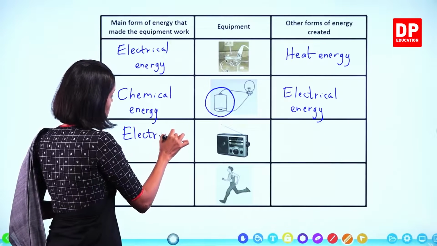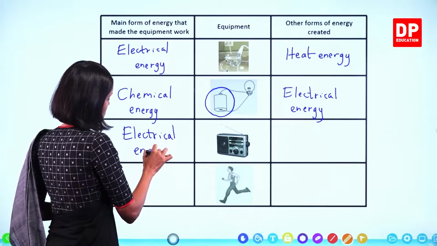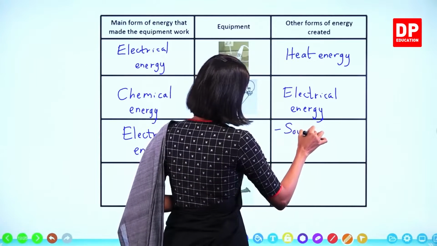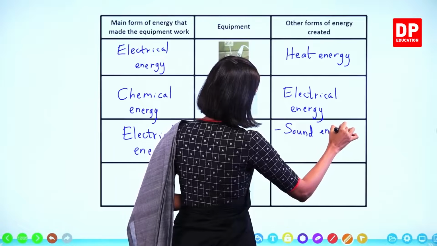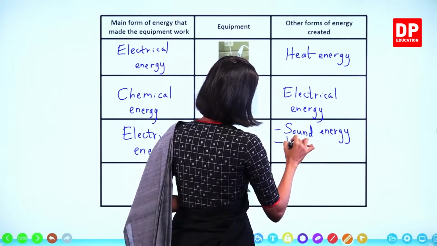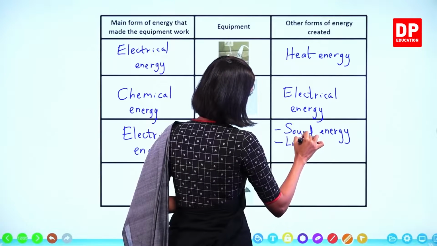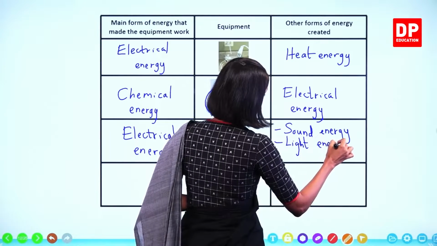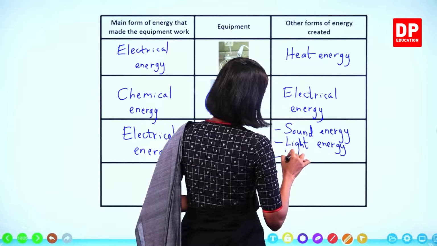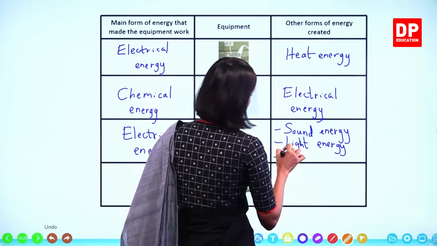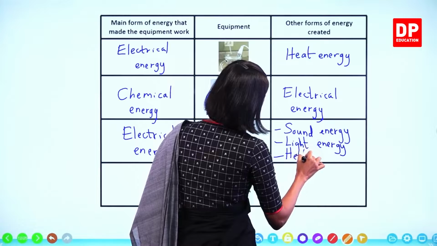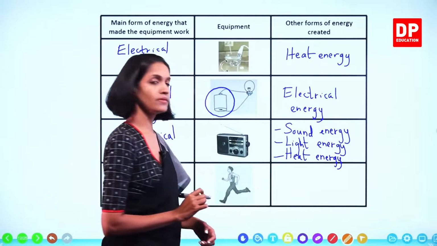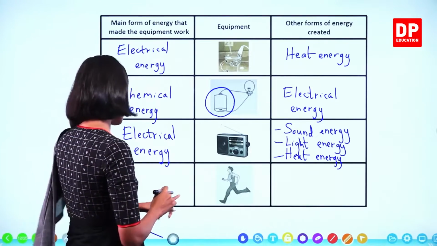Electrical energy into sound energy mainly. Sometimes light energy too. Most of the radios have small bulbs. Light energy and heat energy. Right, children? And the last one.